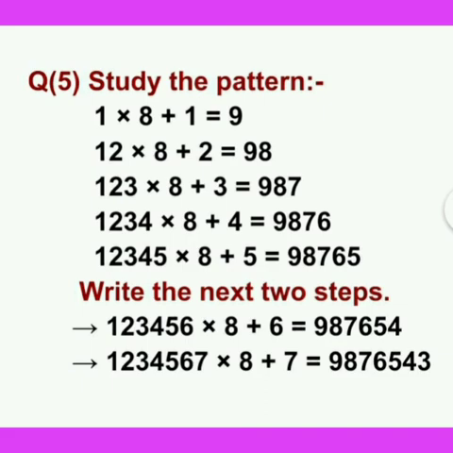So next two steps will be 1, 2, 3, 4, 5, 6 multiplied with 8 plus 6, you will get 987654. Then 1, 2, 3, 4, 5, 6, 7 multiplied with 8 plus 7, you will get 9876543. Okay, so in this way you have to observe the pattern and complete them. So I hope you have understood. Thank you.